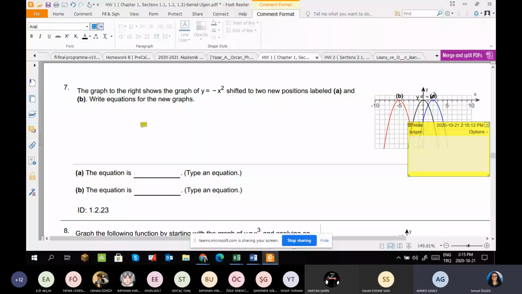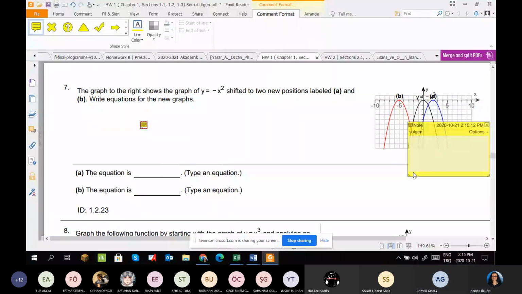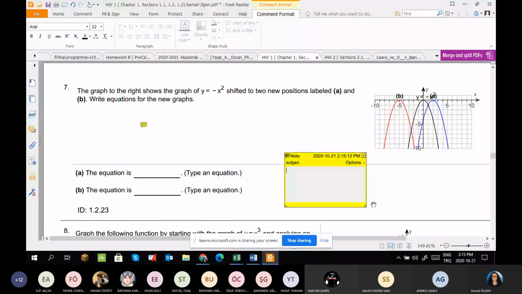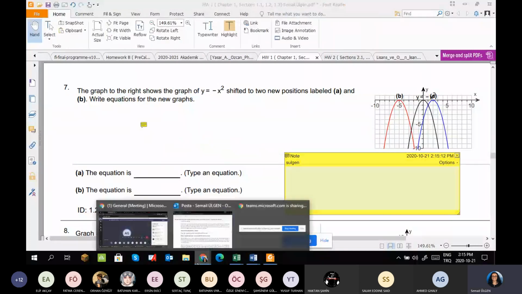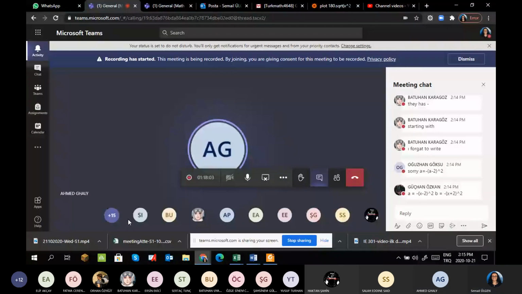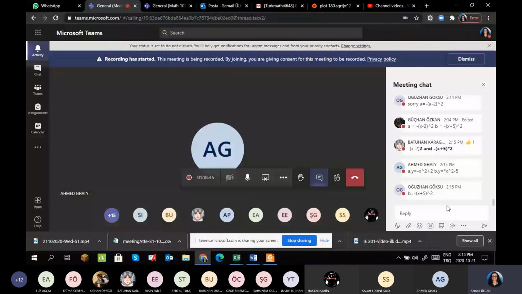Done. Okay. Let's go back to the chat. Okay, Batuhan, yours is right now. Okay, Ahmed, in your case, you are shifting up or down, but this is shifting sideways. So it's going to be to the right or to the left. So Batuhan got it right.